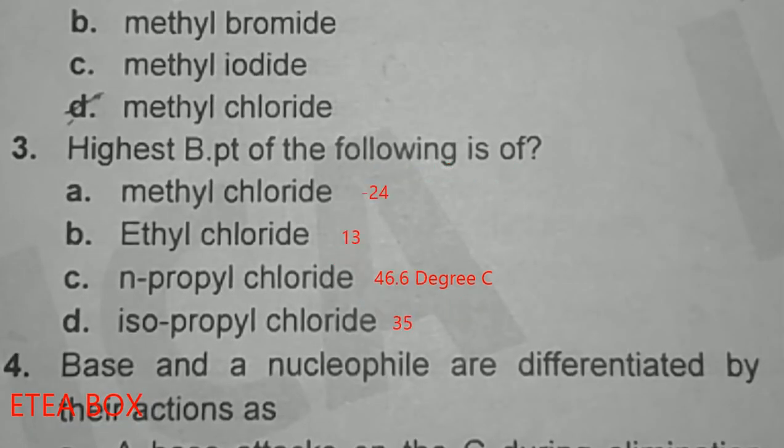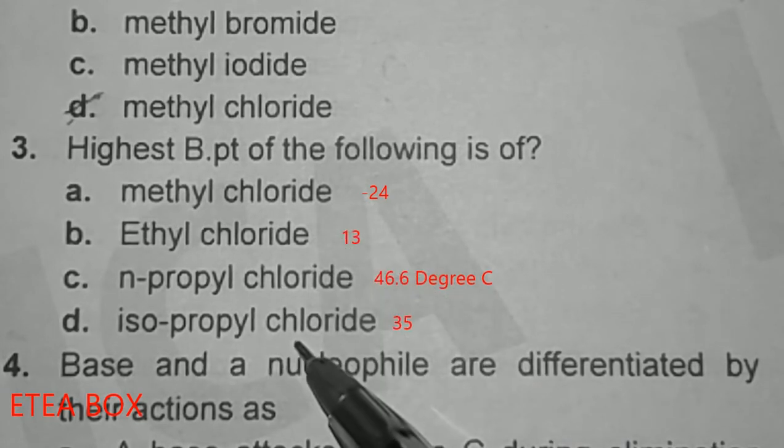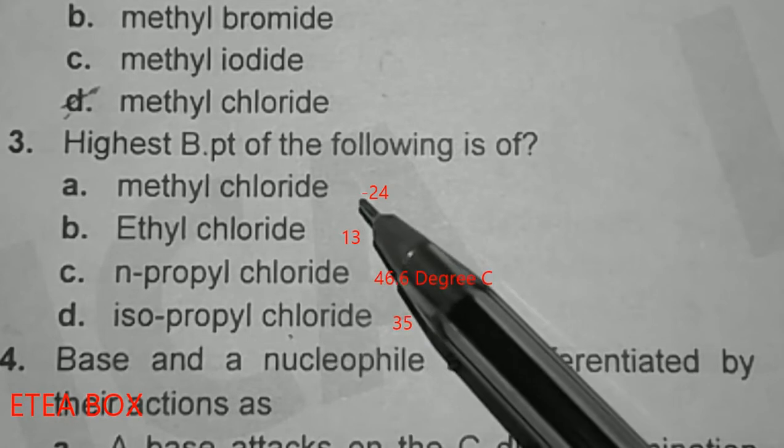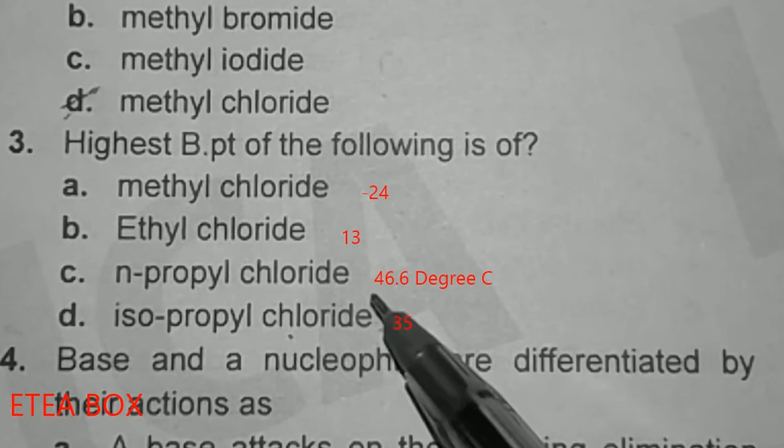Highest boiling point of the following is of. Now look here, this is methyl chloride, ethyl chloride, n-propyl chloride and isopropyl chloride. Now we know that when the branching increases, the boiling point decreases, so option D is incorrect here. Option D has a lower boiling point.